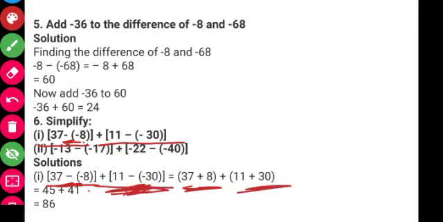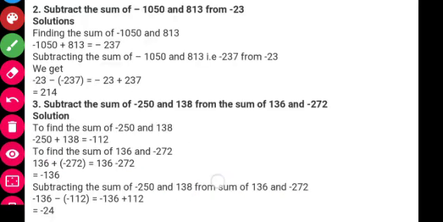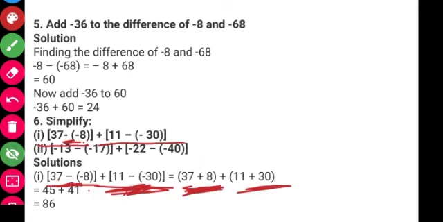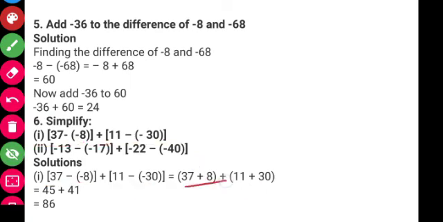Now 37 plus 8 will be 45, and 11 plus 30 is 41. So 45 plus 41 is 86. Similarly you can do the second part also. Now come to the next exercise.